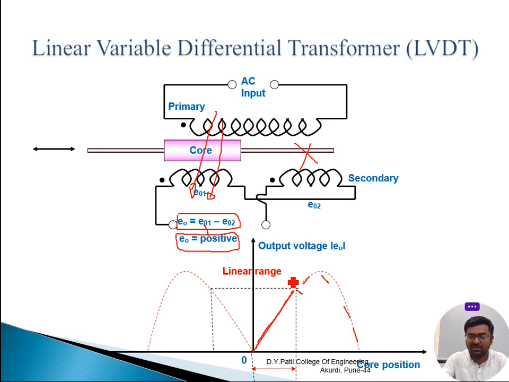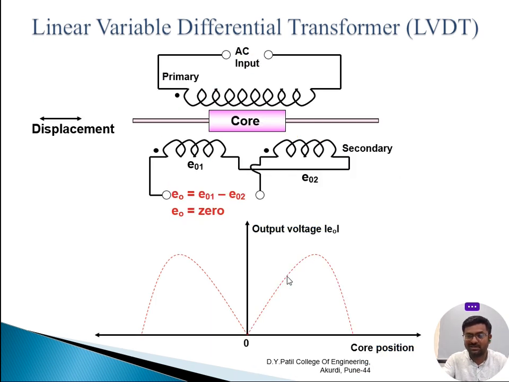Fine. So now I'll move on to the next part of the working of LVDT. In the next part, I will take the case where the core is exactly at the center. What exactly happens? You can observe here, the core is exactly at the center. Some amount of mutual induction can happen here, right? And an equal amount of mutual induction can happen here.